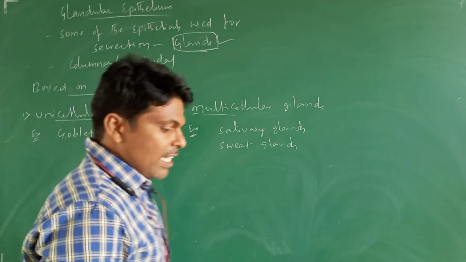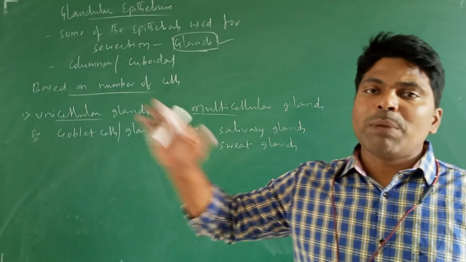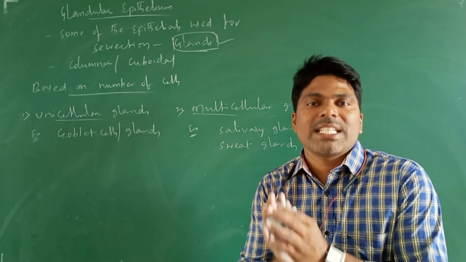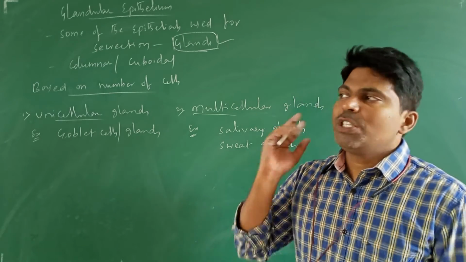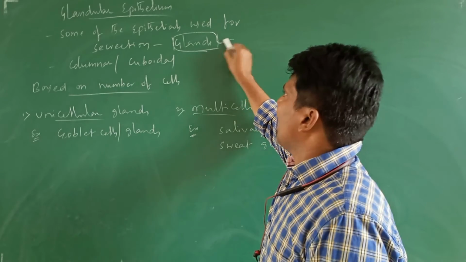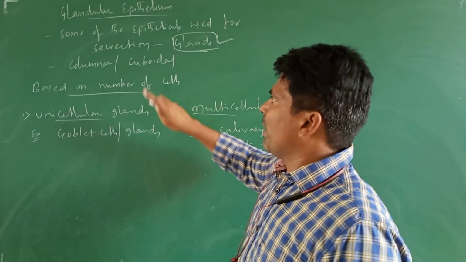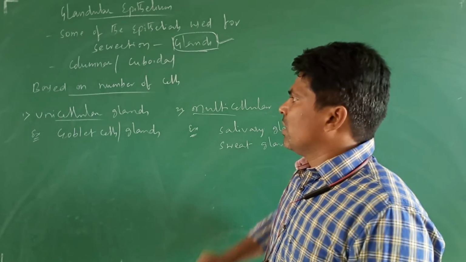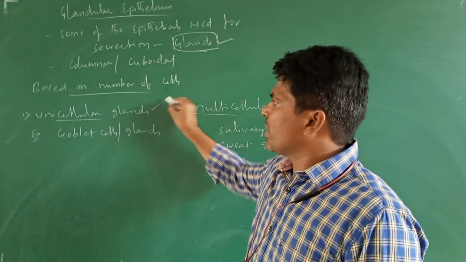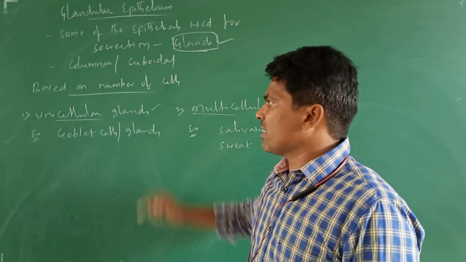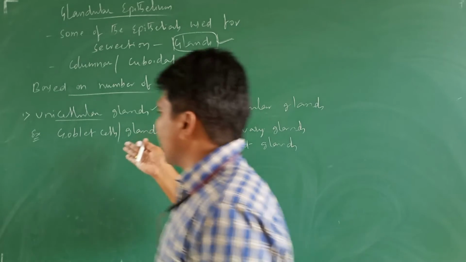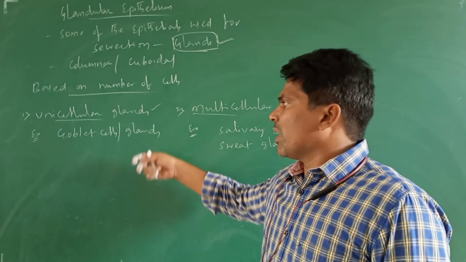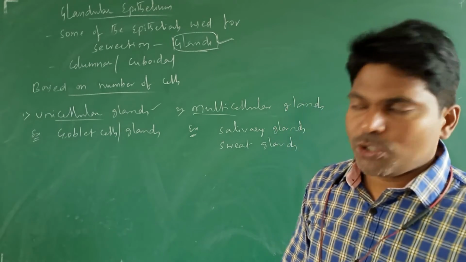Some of the epithelial cells, not only for the single layer and multiple layer, some of the epithelial cells are specialized for secretion. Those epithelial cells we are going to call glands or glandular epithelium, and those are formed by either columnar or cuboidal cells. Based on the number of cells, these glands are differentiated into unicellular glands and multicellular glands. Unicellular glands are goblet cells, which are located in the stomach region, intestine region, and duodenum also.